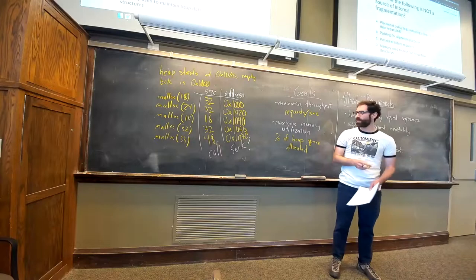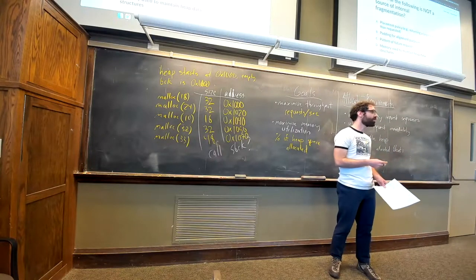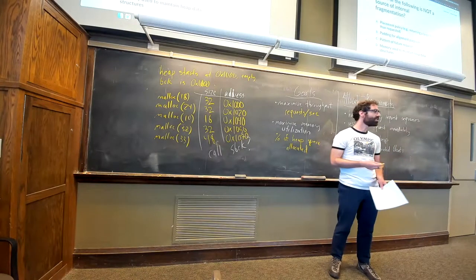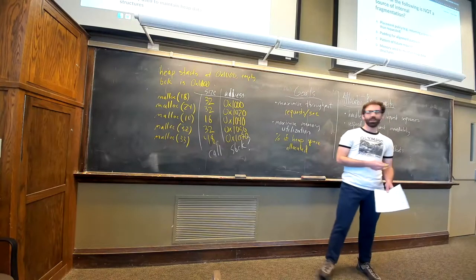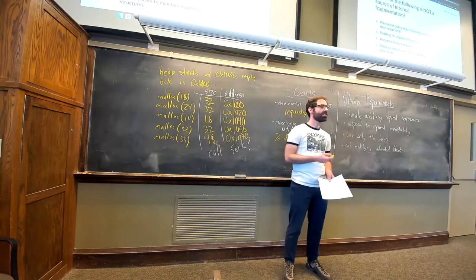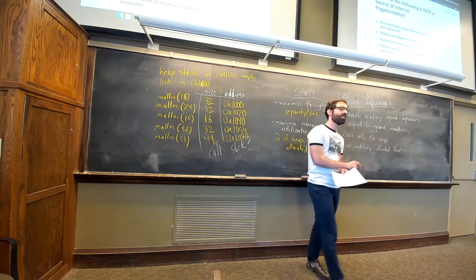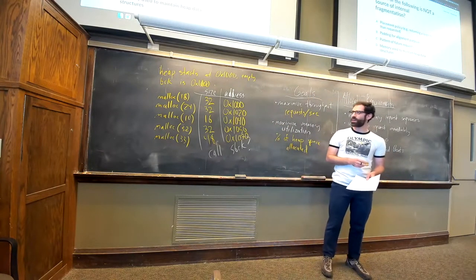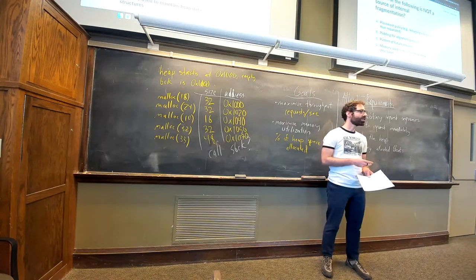How much, 110A0? 10A0, not 1100. Good catch. We add 30 to 70, and that's A0, not 100. Any questions on this allocator simulation?